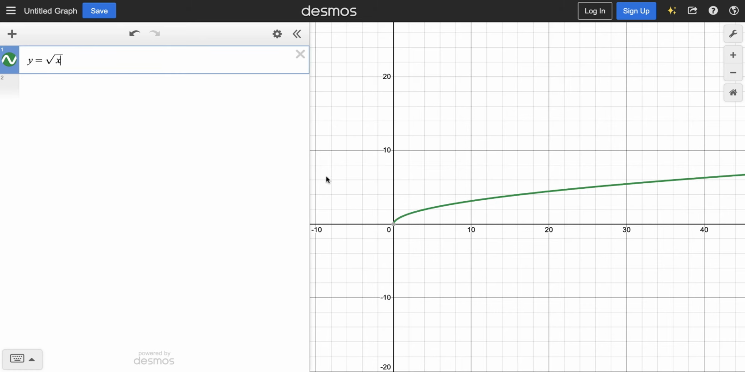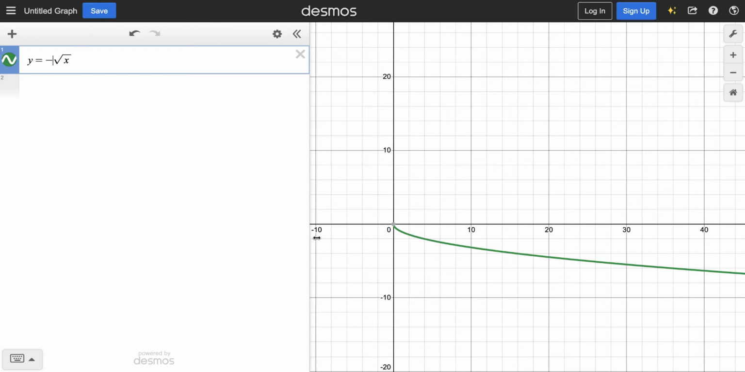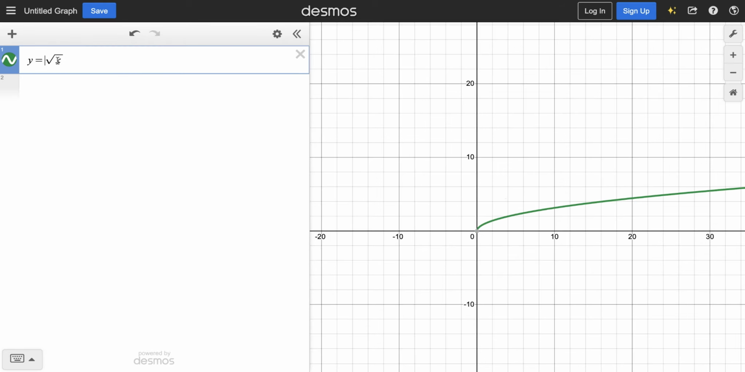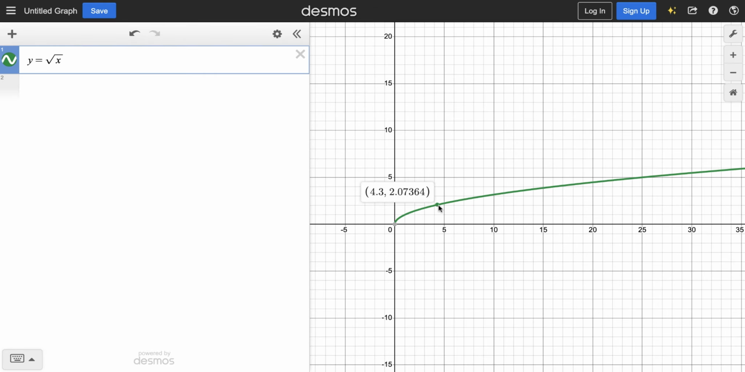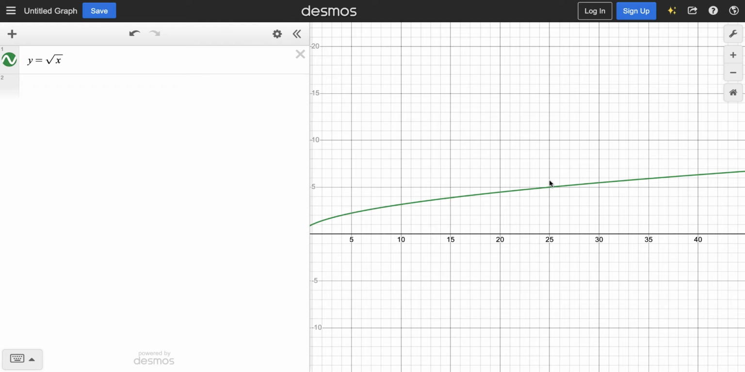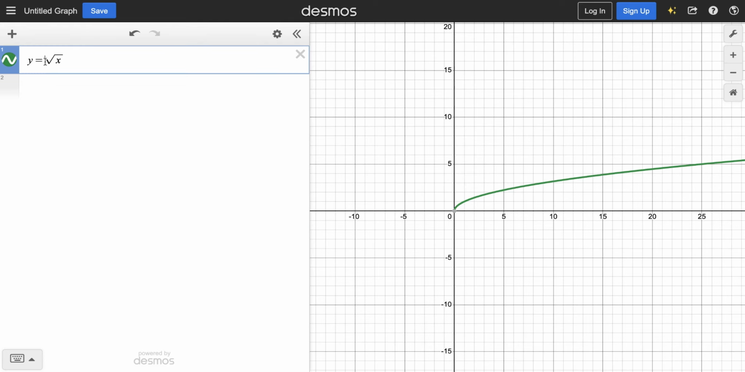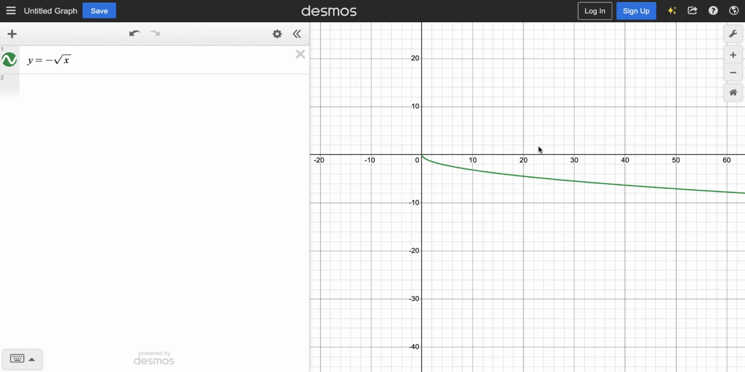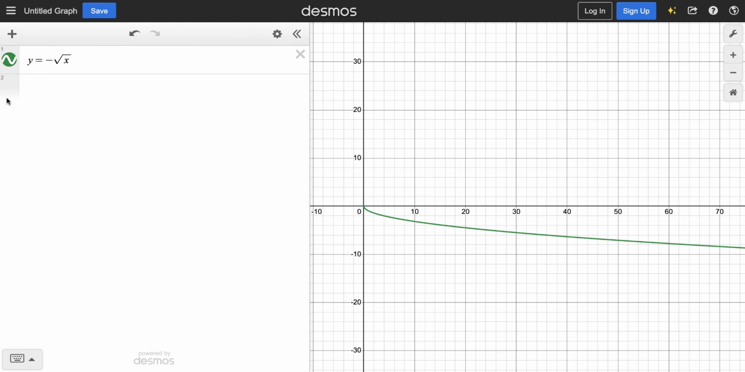Now, something weird goes on. Let's say I add a negative sign on the outside. Well, what happens is it flips around the x-axis. The reason is that every value here is positive in this case. When I add a negative sign to it, a negative times a positive makes a negative. So all of those values become negative. They swap signs, going from positive to negative.